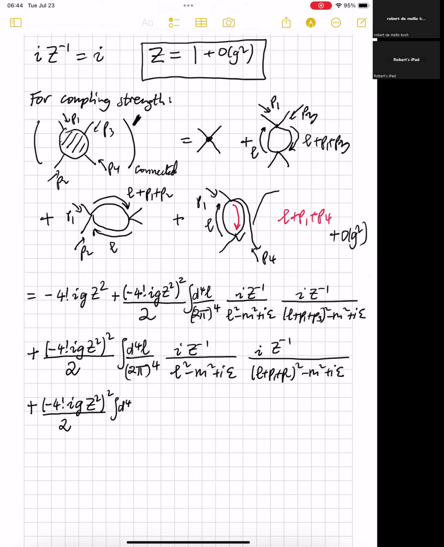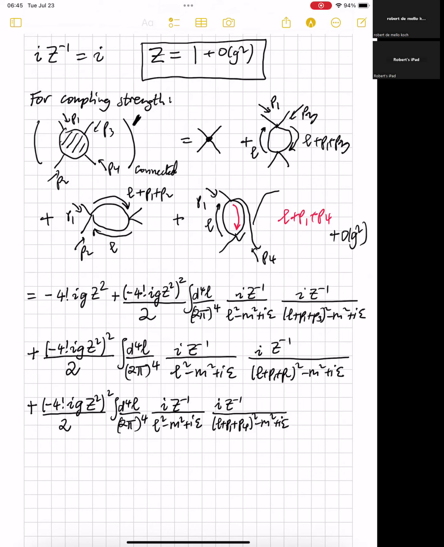Then we need to integrate over the loop momentum. This will be an integral d^4 L over (2π)^4. We'll get an i Z inverse over L squared minus m squared plus iε, and we'll have an i Z inverse over (L plus p1 plus p4) squared minus m squared plus iε.